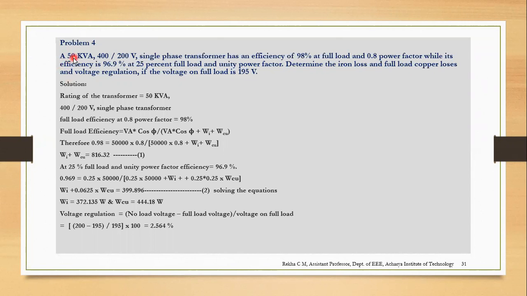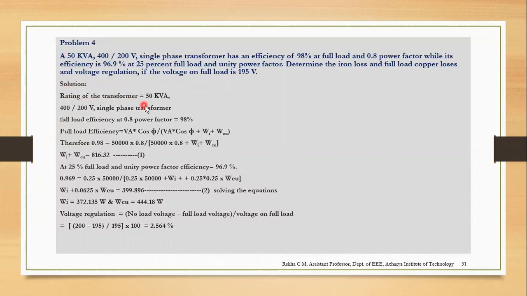So, this problem states that a 50 kVA 400/200 volt single phase transformer has an efficiency of 98% at full load and 0.8 power factor, while its efficiency is 96.9% at 25% full load and unity power factor. Determine the iron loss and the full load copper loss, and also voltage regulation if the voltage on full load is 195 volts. Now let us write first what is given in the problem.